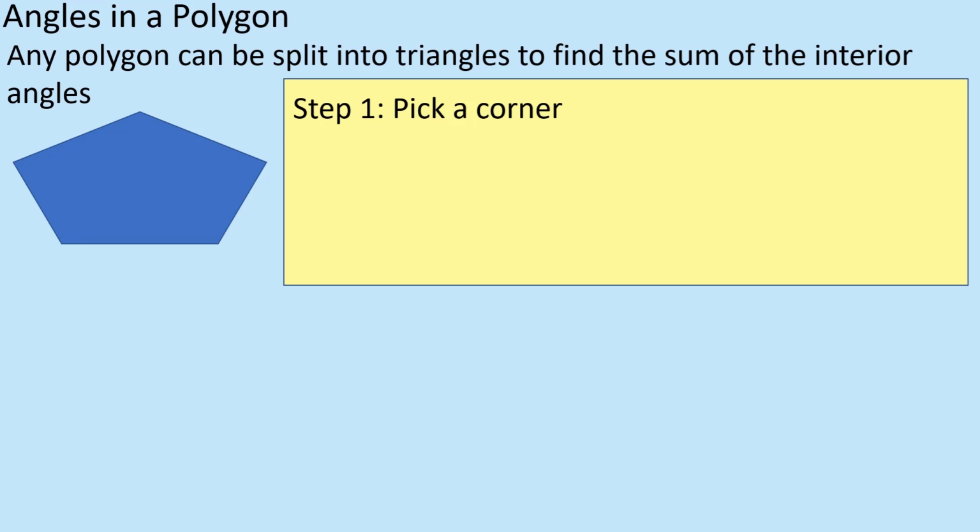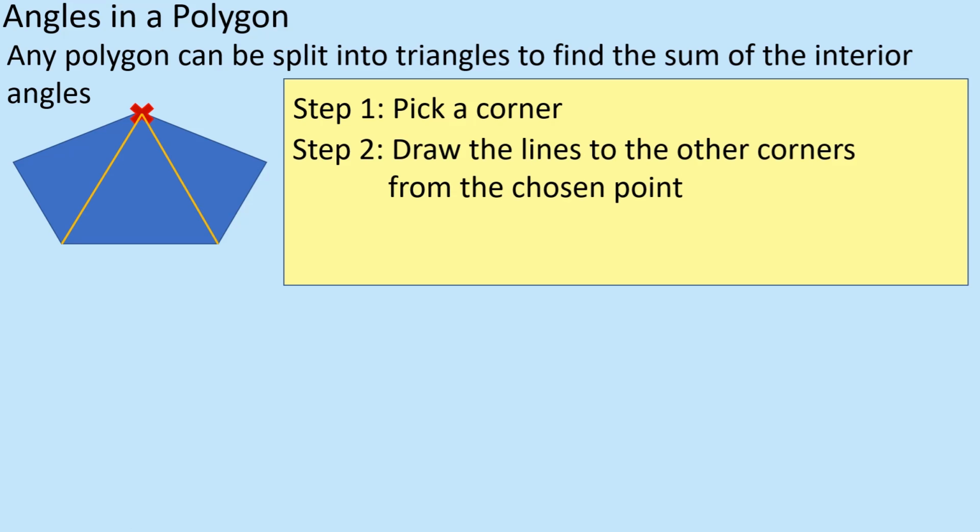So, in order to figure out the rule, if you pick a corner, you can split up any shape into triangles. So we split the shape up into triangles. You can see the lines there, and it forms 1, 2, 3 triangles. So we know that these three angles add up to 180, these three angles add up to 180, and these three angles add up to 180.